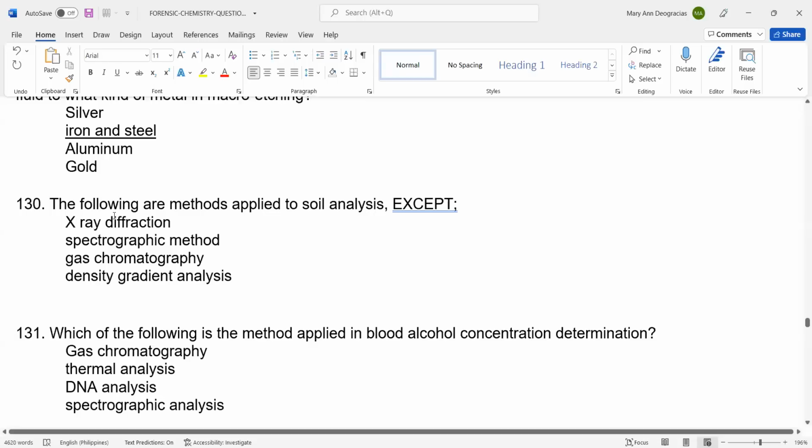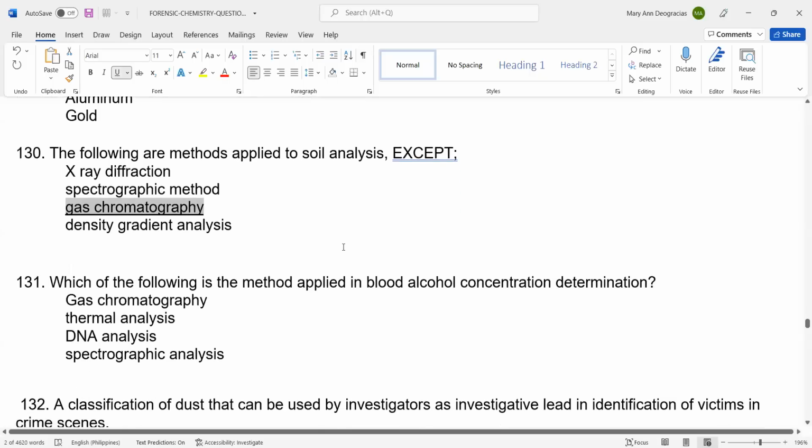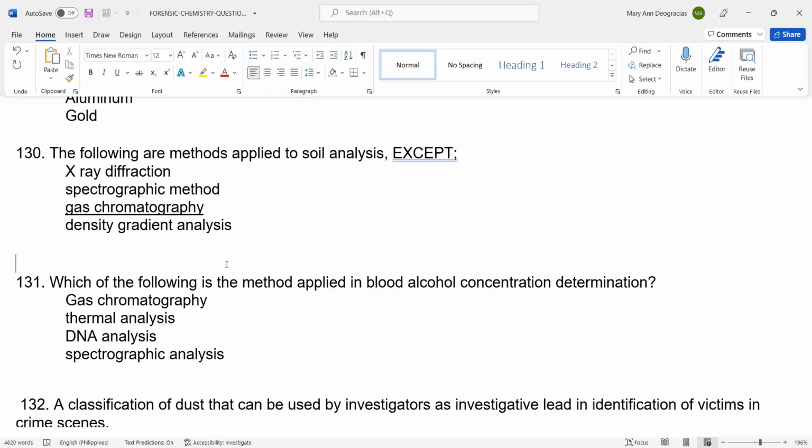Okay, our answer here is gas chromatography. Hindi ginagamit ang gas chromatography sa X-ray, sa soil analysis. Ito yung tatlo pwede pa. 1, 2, 3, and including fluorescence tests. Okay, so those are the 4 examinations which are employed in soil analysis.